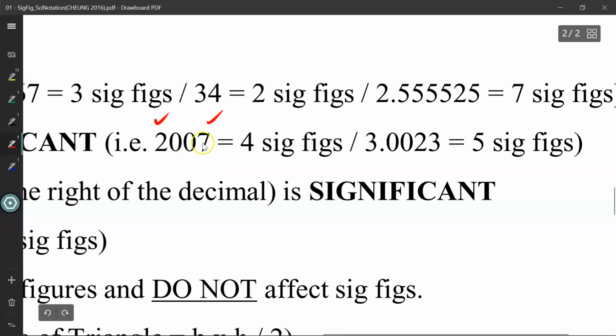Since the 2 and the 7 are significant, because of rule number 1, they're not 0, therefore anything in between is also trustworthy. So this one has 4 sig figs. This 3 and these numbers over here are non-zero values, so they're significant. Therefore anything in between is significant. We have 5 trustworthy values.